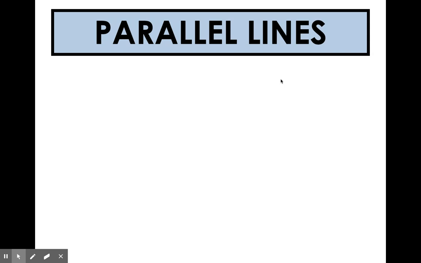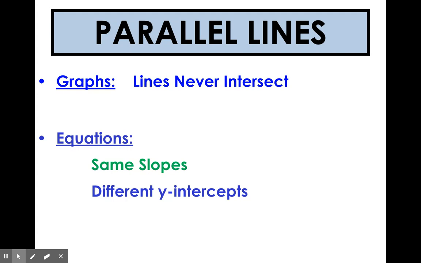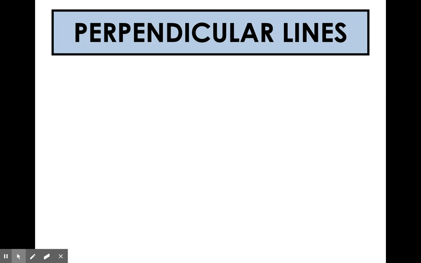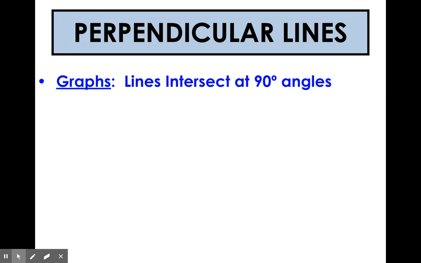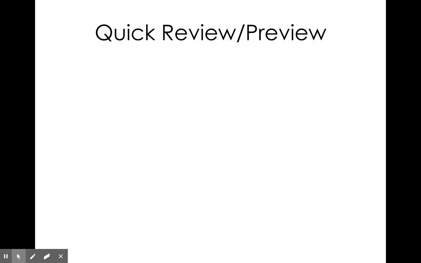So first, parallel lines we'll review are lines that never intersect, and they never intersect because they have the same slopes. So these equations are going to have the same slope but different y-intercepts. Perpendicular lines, as you saw in the video, are lines that intersect at 90-degree angles, and their slopes are actually opposite reciprocals. So you'll recall the guy telling you to flip and switch in the video. All right, so that's what you have to do to get your perpendicular slopes. So we're going to use that information to write new equations that go through a given point.